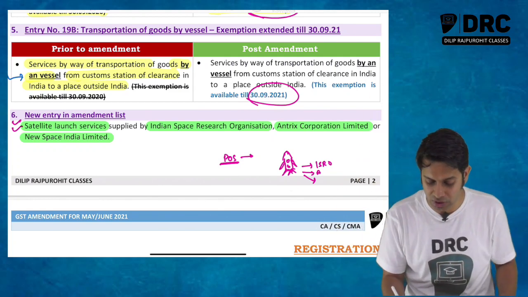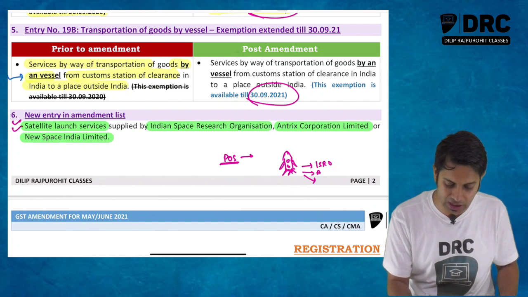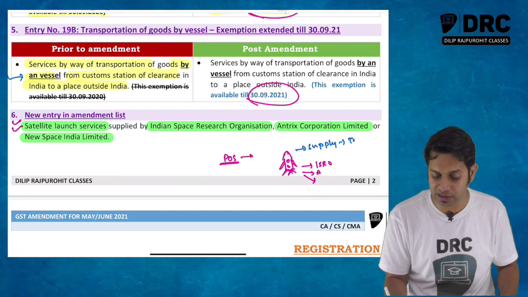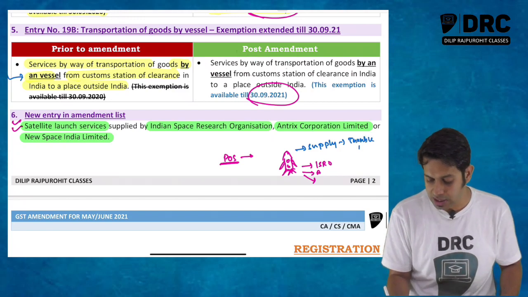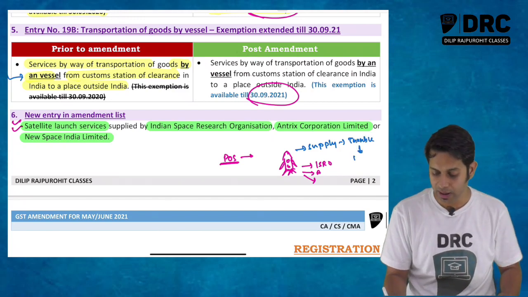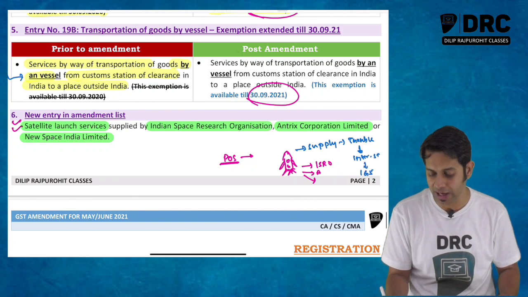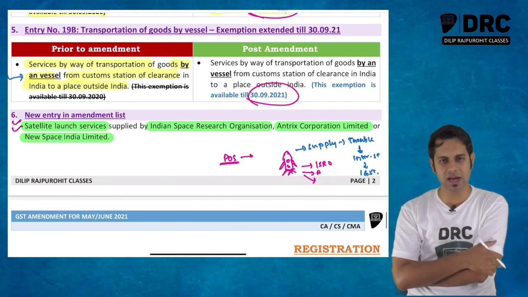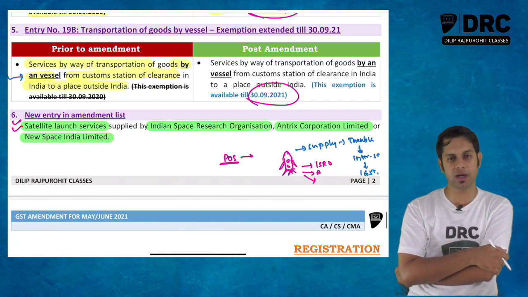This particular transaction was treated as a supply under GST and was taxable also. Sir, what tax was I supposed to pay? The nature of this supply was an interstate supply and I was supposed to pay IGST. I was required to pay IGST. In place of supply, there was a clarification given with regard to this point, correct?